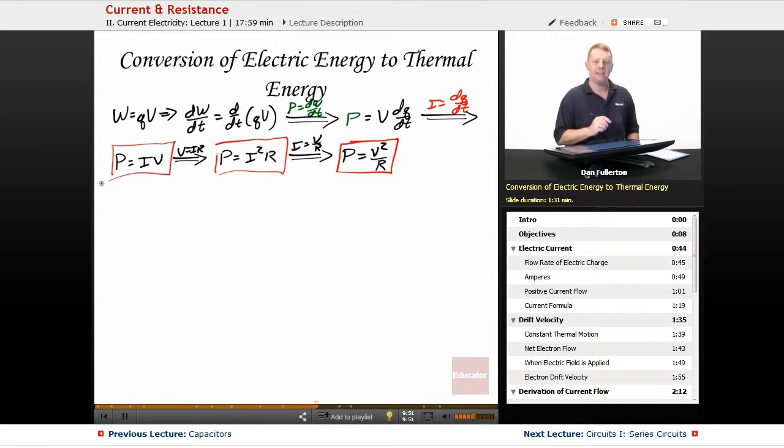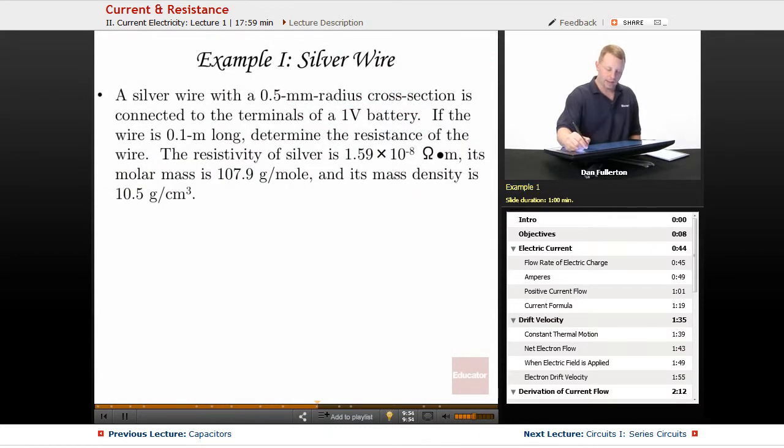Let's take a look at an example having to do with the silver wire. A silver wire with a 0.5 millimeter radius cross-section is connected to the terminals of a 1-volt battery. If the wire is 0.1 meter long, determine the resistance of the wire. It gives us some information: the resistivity of silver, its molar mass, and its mass density.